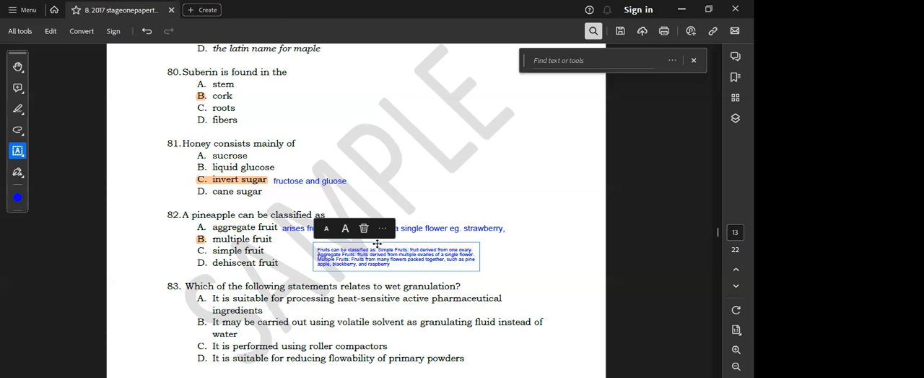Dehiscent fruits are dry fruits that open up at maturity to release their contents. The pericarp of dehiscent fruits splits open upon the release of seeds, e.g. poppy and legumes. So dry fruits that upon maturation release contents. That's the meaning. Anyone has anything to add on it?